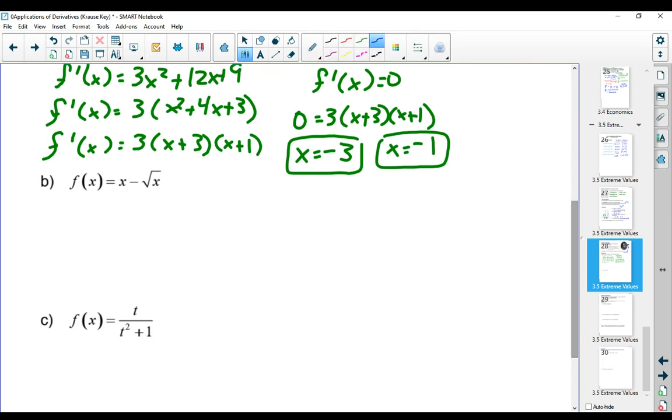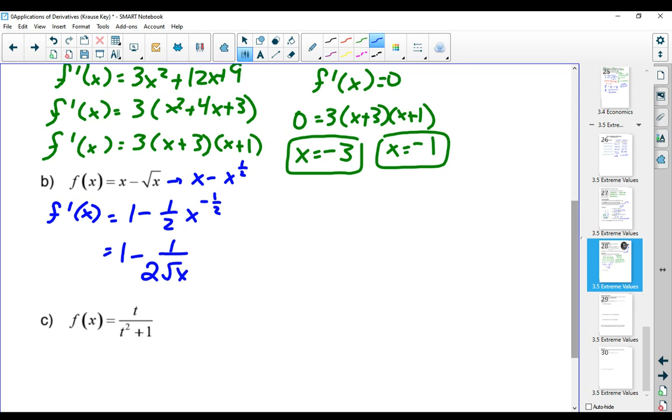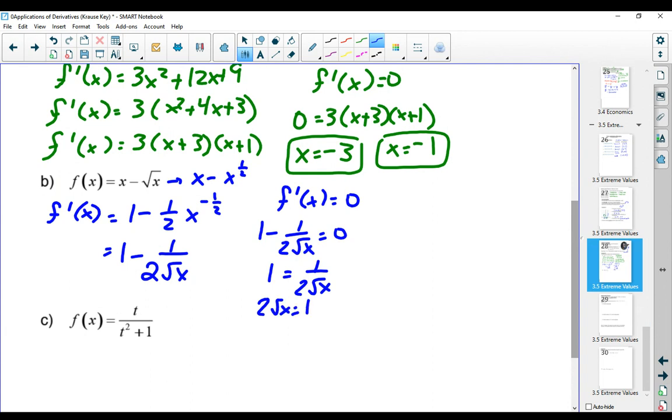x minus root x. If you need to, write that out as x minus x to the 1/2. If we take the derivative, we're going to have 1 minus 1/2 x to the -1/2, which is the same as 1 minus 1 over 2 root x. So if we consider the case where f prime of x equals 0, we would have 1 minus 1 over 2 root x equals 0. So 1 equals 1 over 2 root x. 2 root x equals 1. Root x equals 1/2.